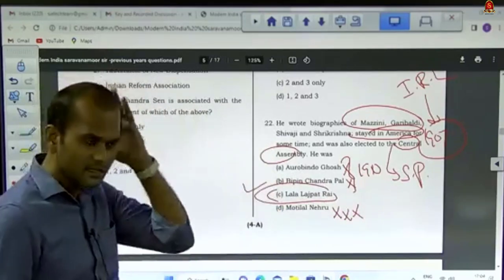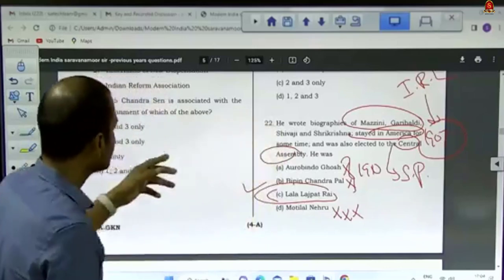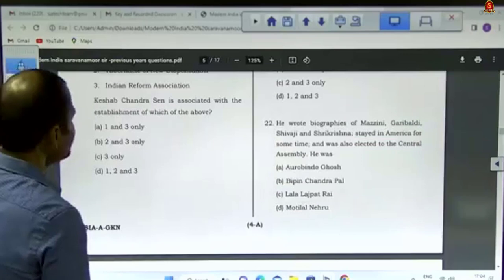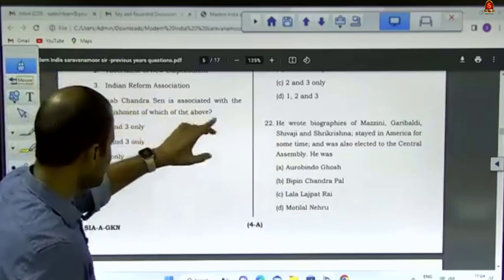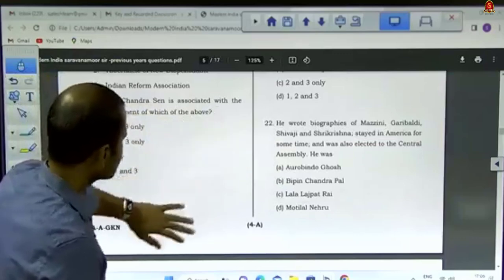Because when you are going through that, the mind will get stuck. Immediately, you will come to that and answer it in the subsequent pass. Once or twice read it, and even after that, if you couldn't decode the question and couldn't get anything from this, leave this.